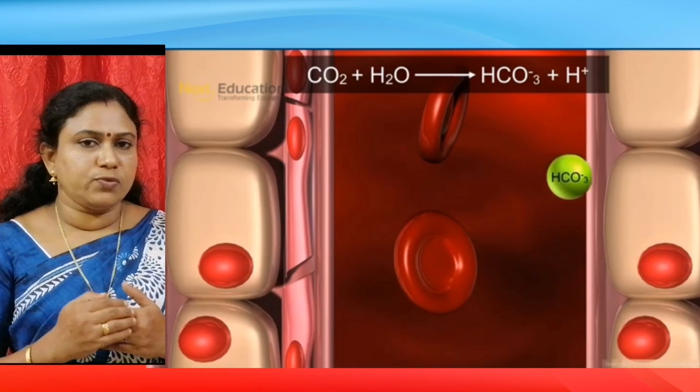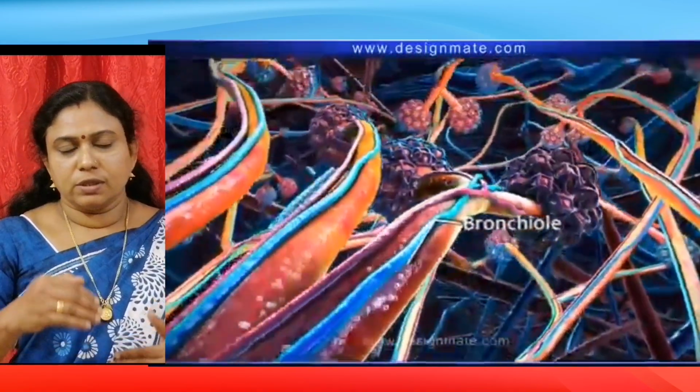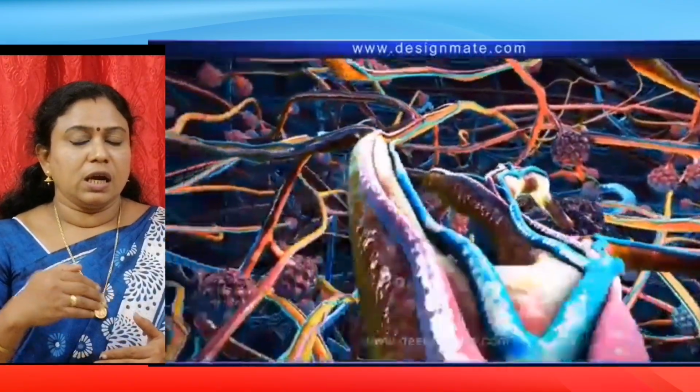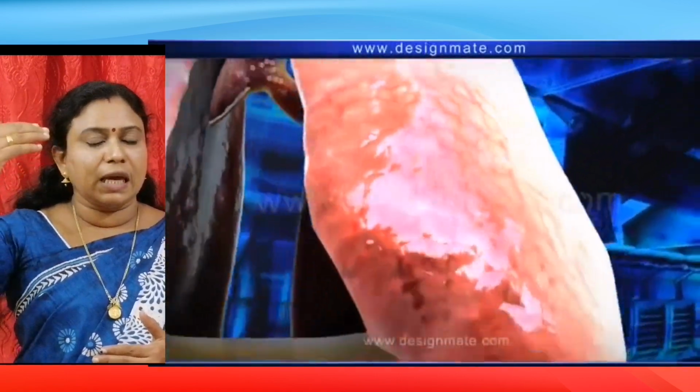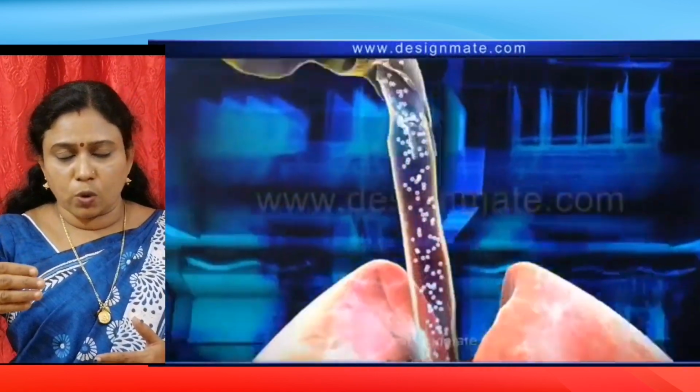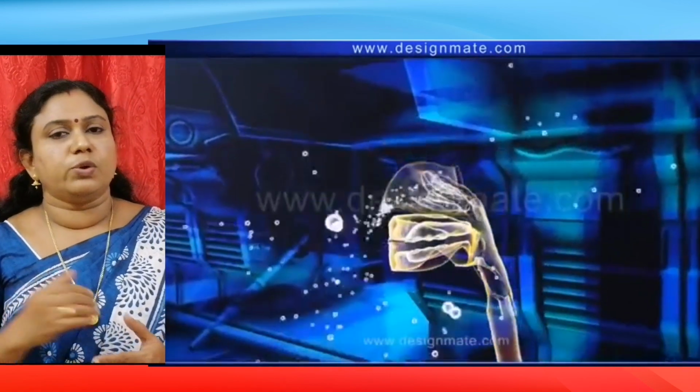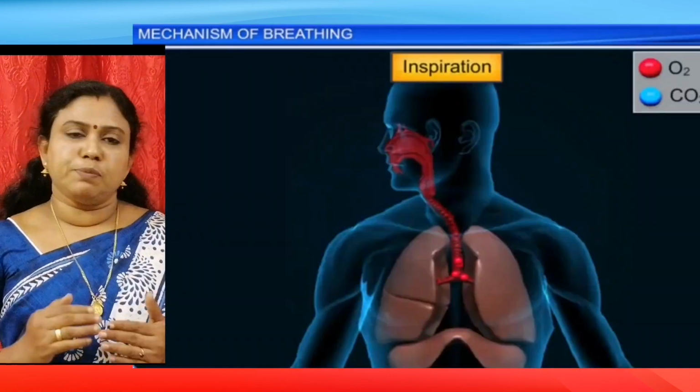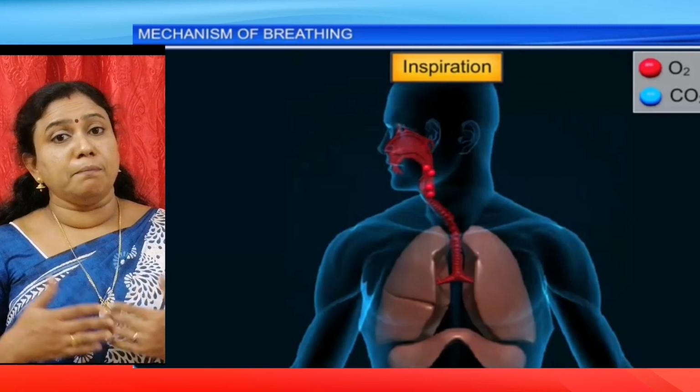And through the alveolar surface, from the blood capillaries, the carbon dioxide diffuses into the alveoli. And from the alveoli, it reaches the bronchioles, and through the bronchioles to the bronchi, and from the bronchi back to the trachea, and from the trachea through the pharynx to the nasal cavity, and through the nostrils, this carbon dioxide is released out. This process is what we call breathing.